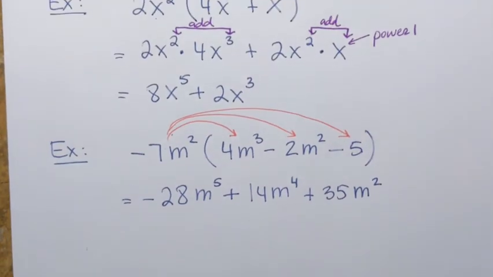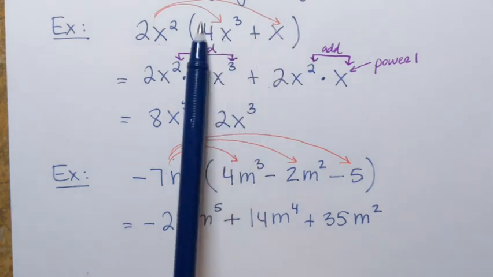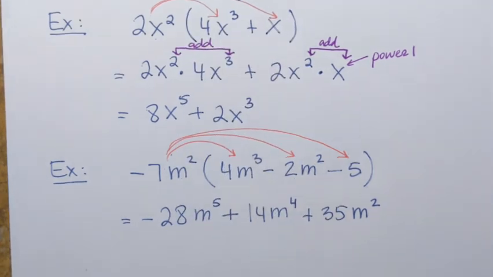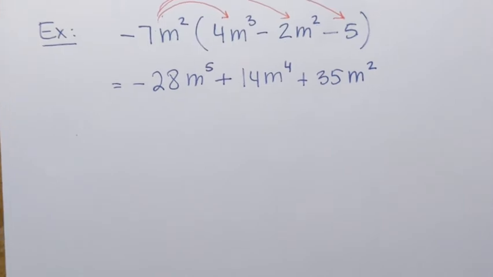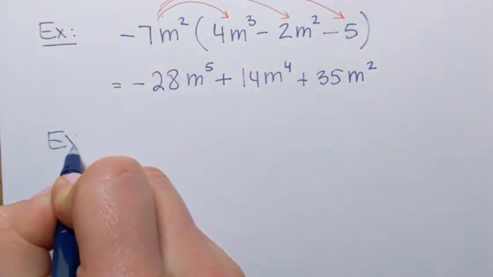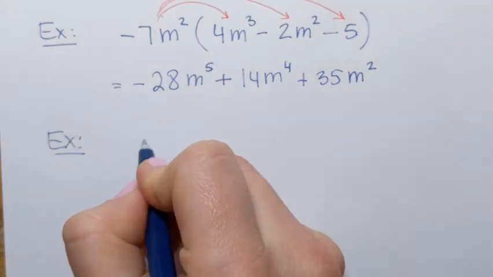Now, these two examples were for multiplying a monomial by some kind of polynomial, right? Using the distributive property. What if we try to multiply two binomials? So let me write down the next example. Let's start with something not too hard.